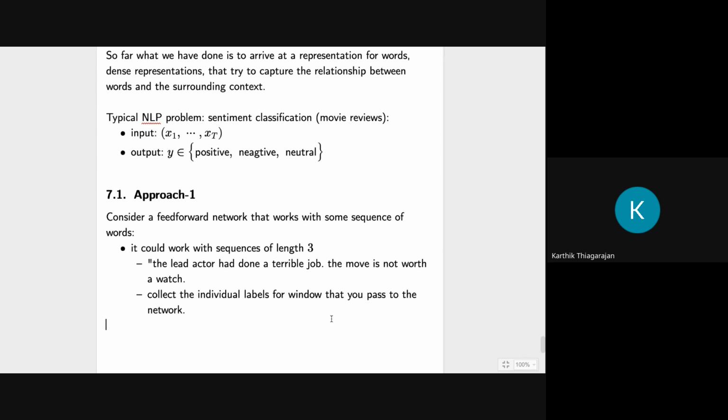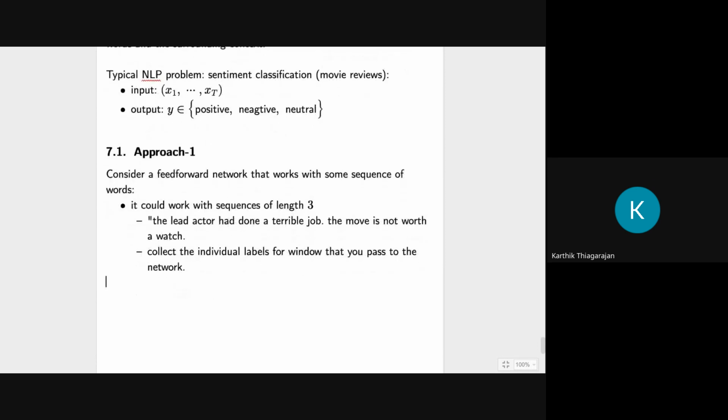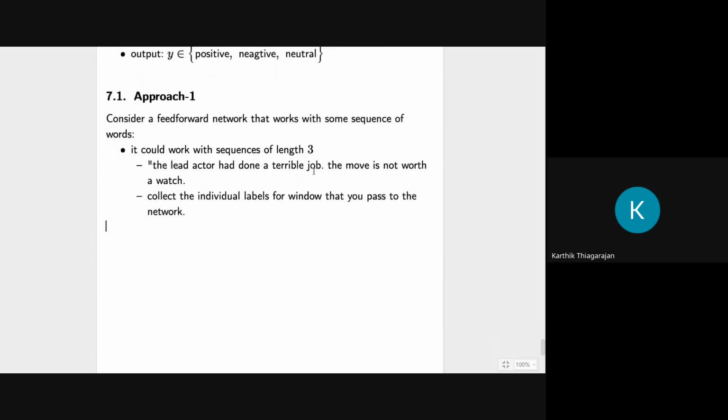But you can quickly see that such an approach may not work that well, because a context length of 3 is too small. So just to give you an idea, if you have a context length of 3, you'll end up with something like "worth a watch." Whereas in this case, a context length of 4 might have been better. "Not worth a watch" is negative sentiment; "worth a watch" is positive sentiment.